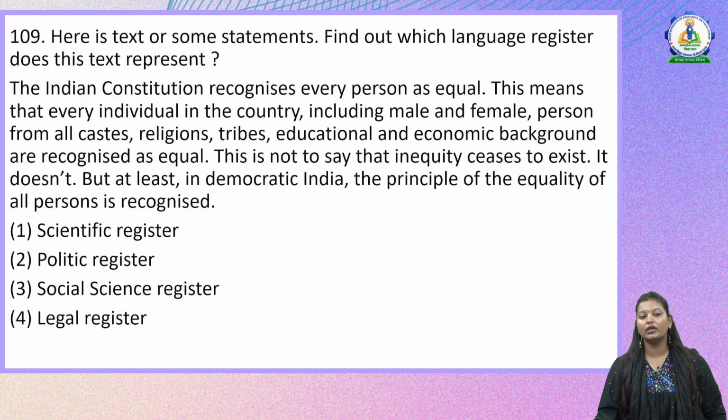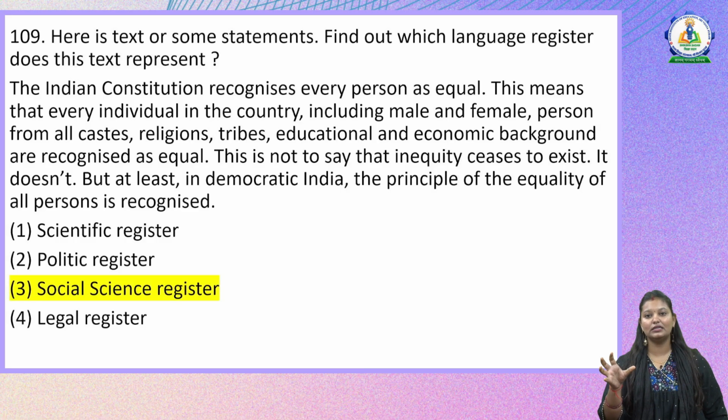Even though it is talking about the Indian Constitution, if you see, the key words or the major ideas are actually related to the social sciences. So the correct answer here would be the social science register. What this means is you need to identify the key aspects of the text that is given. The major ideas, the major concepts, which subject area are they coming from? So that would be the correct answer. So you need to remember this concept as well.